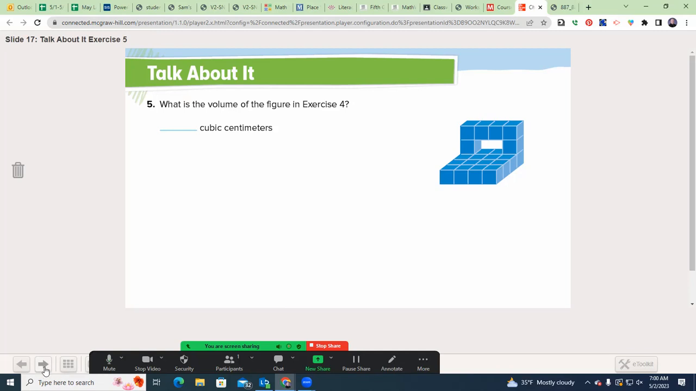And we kind of just gave this one away. It was 22 cubic centimeters. So go ahead and write that in. And we're going to go on to the practice in here. So turn to 963.